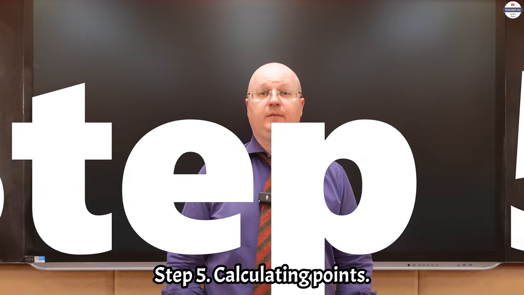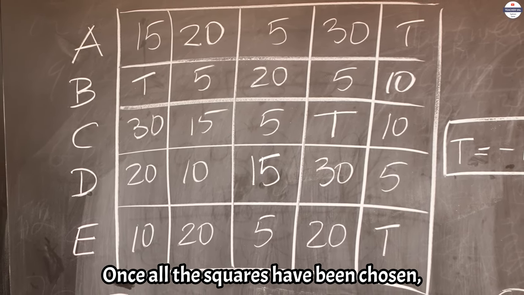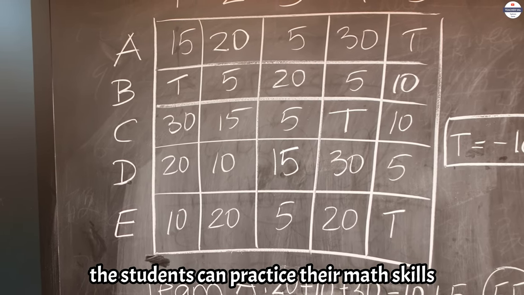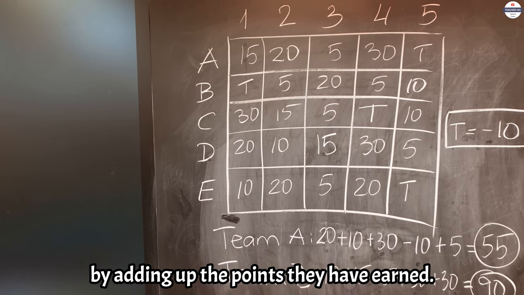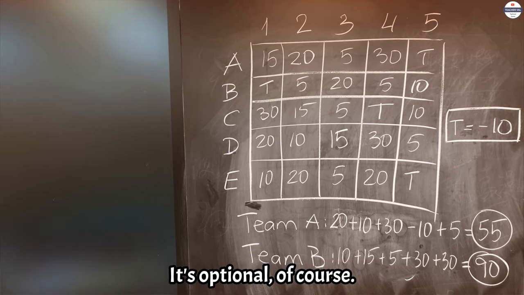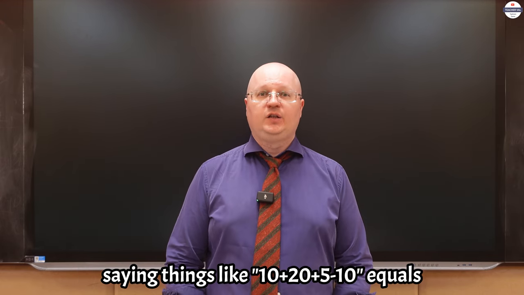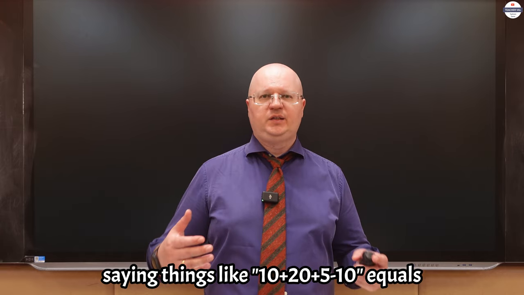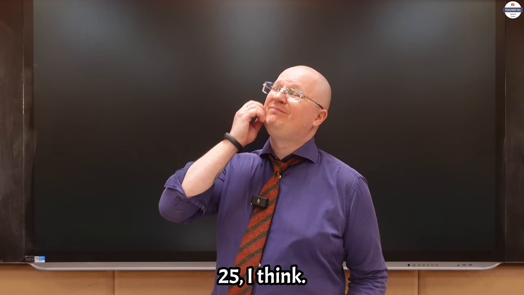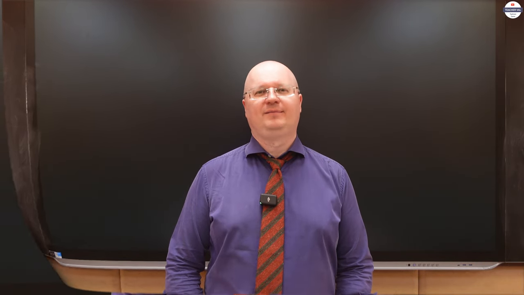Step 5. Calculating points. Once all the squares have been chosen, the students can practice their math skills by adding up the points they have earned. It's optional, of course. Encourage them to vocalize the calculations, saying things like 10 plus 20 plus 5 minus 10 equals 25, I think. Yeah, I think it's 25.